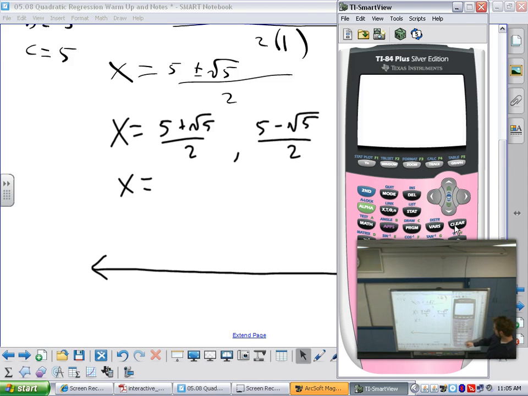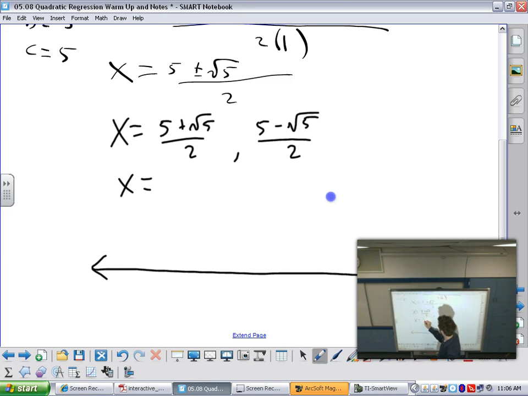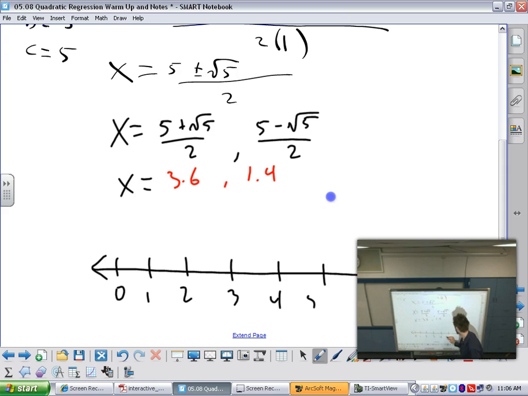So the first one is (5 plus the square root of 5) divided by 2. Okay? About 3.6. The next one is the exact same value except with a minus. About 1.4. Okay, so 3.6 and 1.4, approximately. Now those numbers I can locate. 0, 1, 2, 3, 4, 5. This guy goes here. This guy goes here.